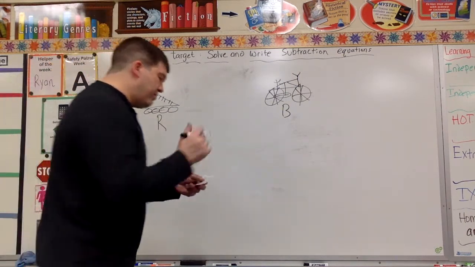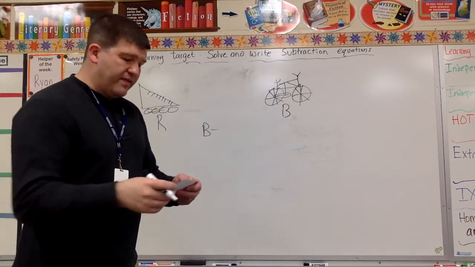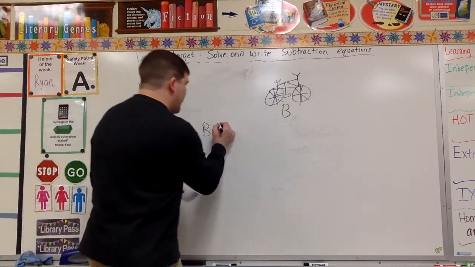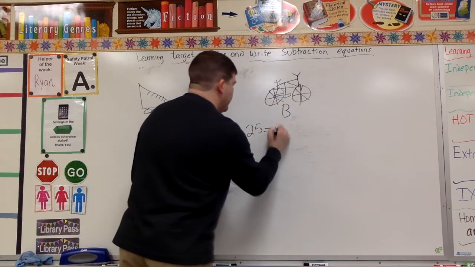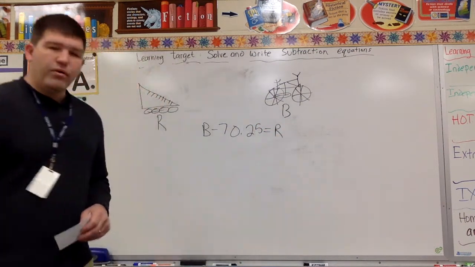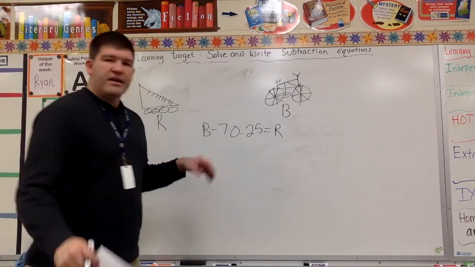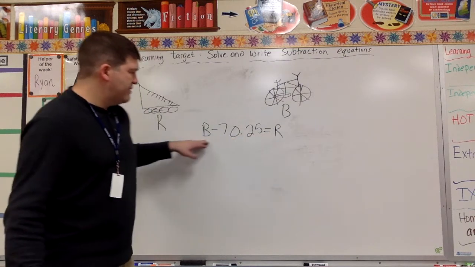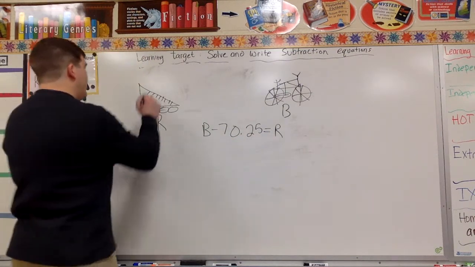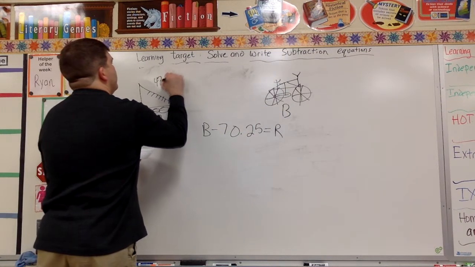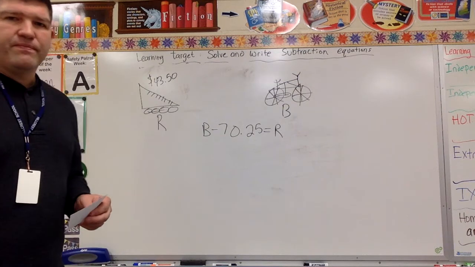So it says my bike is less than, so if I take my bike and subtract the 70.25, that'll get my rollerblades. Now, do I know the cost of either of these right now? Not based on this, but let's see. Let's read it in the problem. The rollerblades cost $43.50. So we know the cost of the rollerblades.